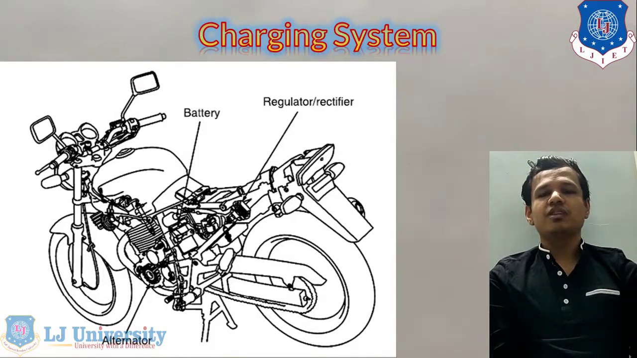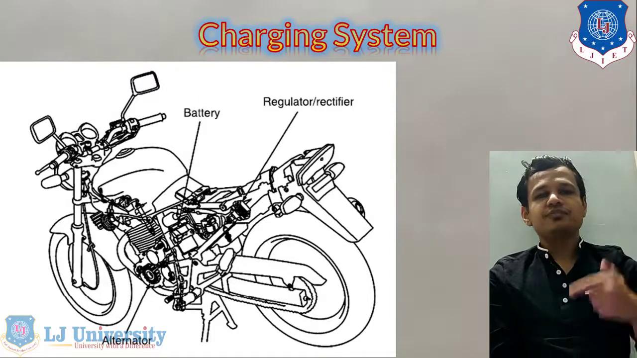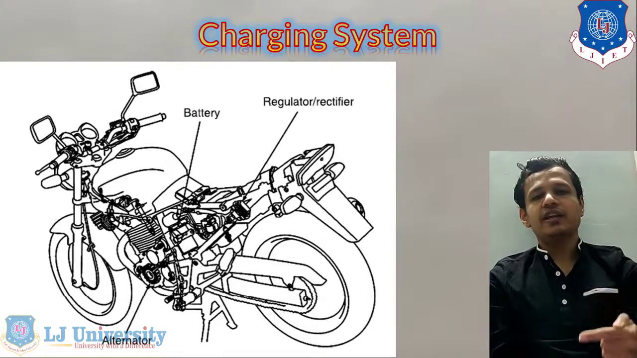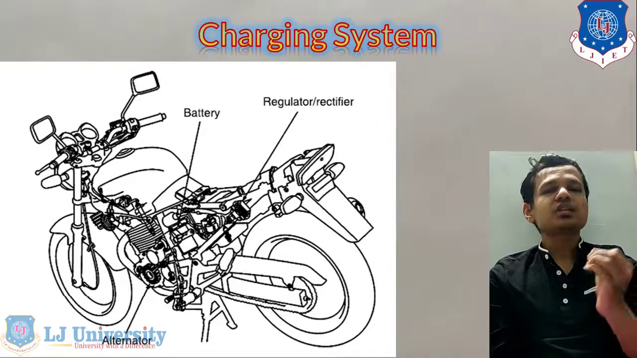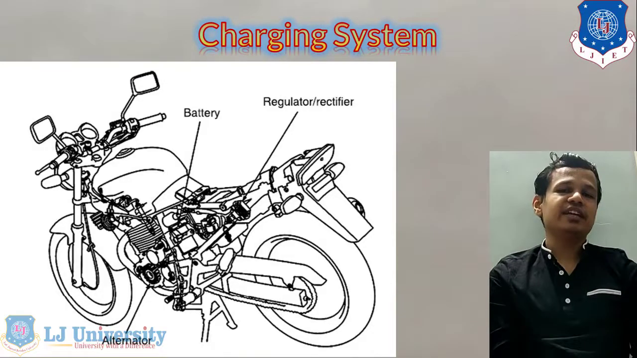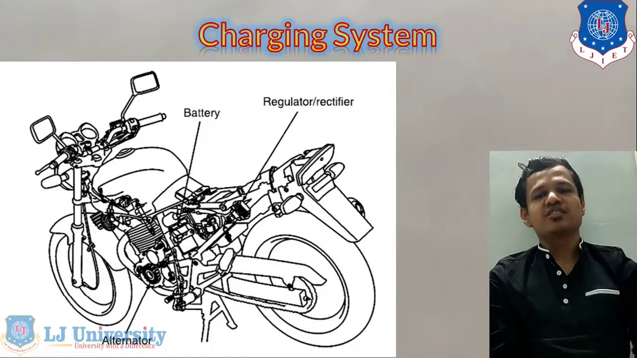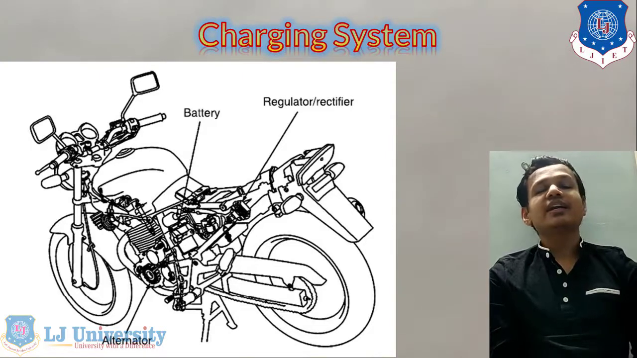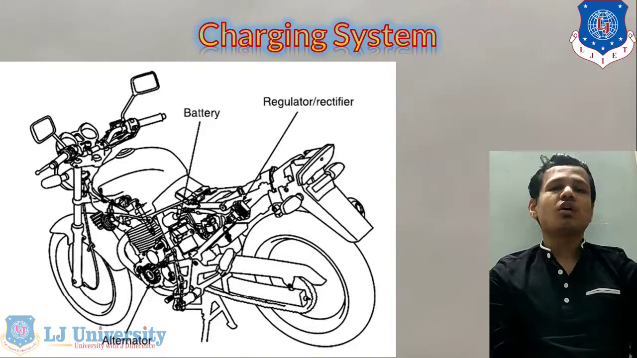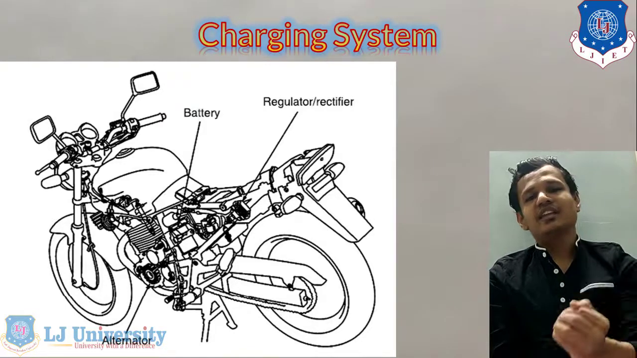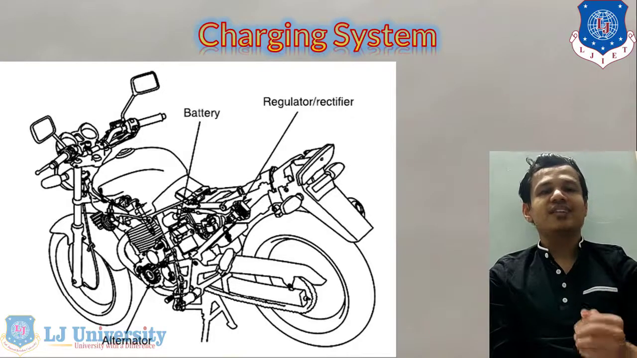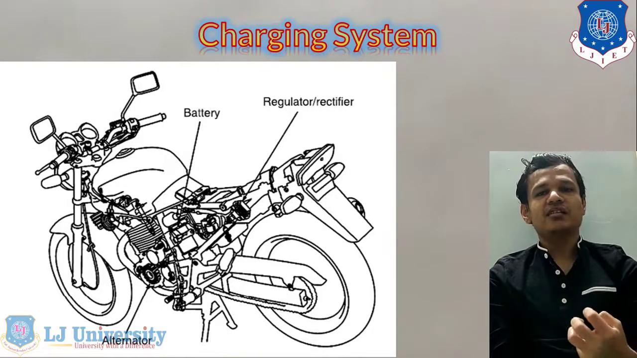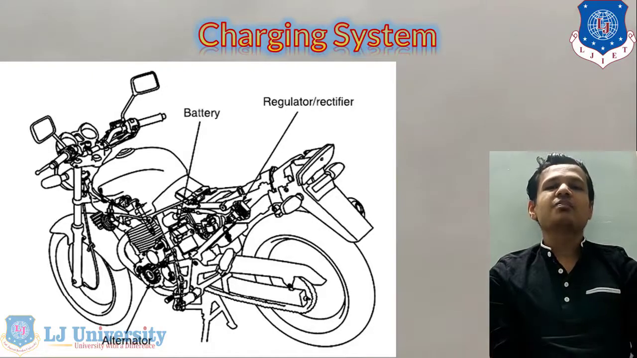It works on the principle of the generator. Whenever we are running the vehicle, the alternator also rotates with the vehicle, and that alternator provides the current to the battery whenever it is required, and also charges our battery. Also, the alternator will supply current to all the components which require electrical supply, such as the headlight, tail lights, horns, etc. Right? Not only does the battery supply the power, but the alternator will also supply the power whenever we are running our vehicle.